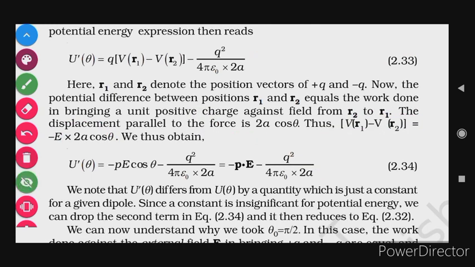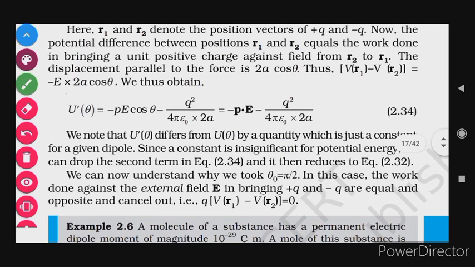Now when you put in q, q into 2a is p. So this will be minus p cos theta, which becomes minus p dot E, minus q squared over 4 pi epsilon naught times 2a from this term. So this is the potential energy of the dipole.